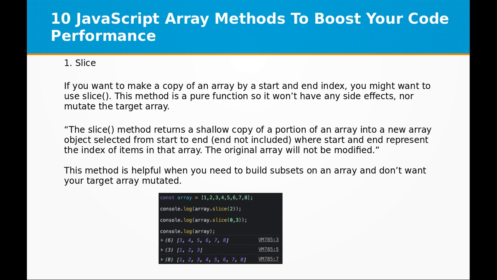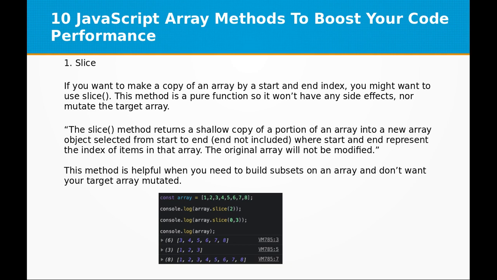The first one we are going to look at is slice. If you want to make a copy of an array by a start and end index, you might want to use slice. This method is a pure function, so it won't have any side effects, nor mutate the target array. The slice method returns a shallow copy of a portion of an array into a new array object selected from start to end, end not included, where start and end represent the index of items in that array. The original array will not be modified. This method is helpful when you need to build subsets of an array and don't want your target array mutated.